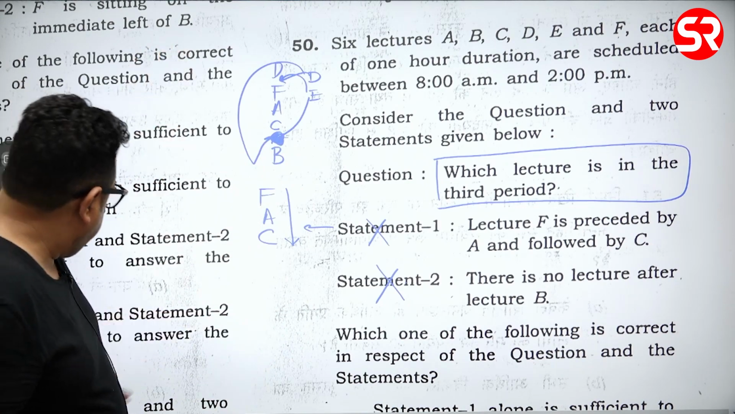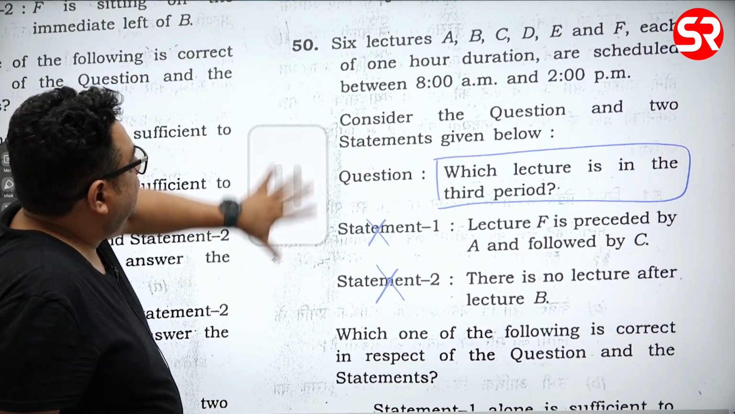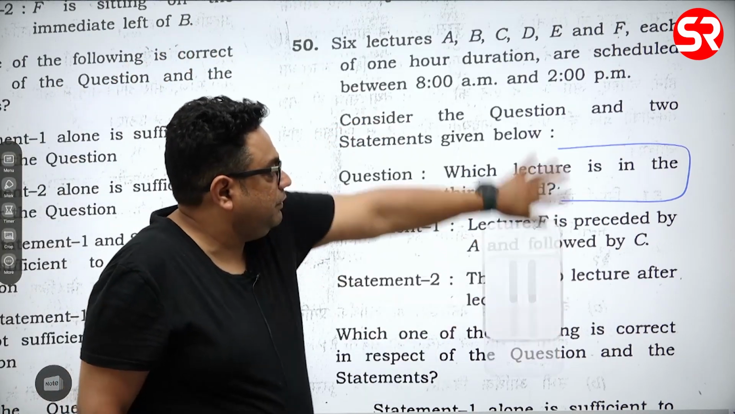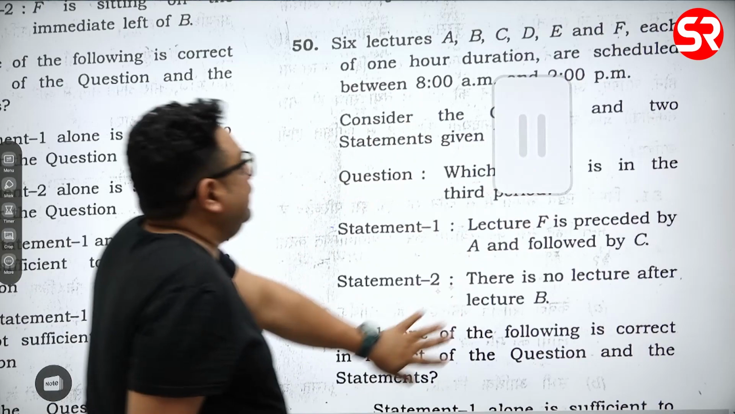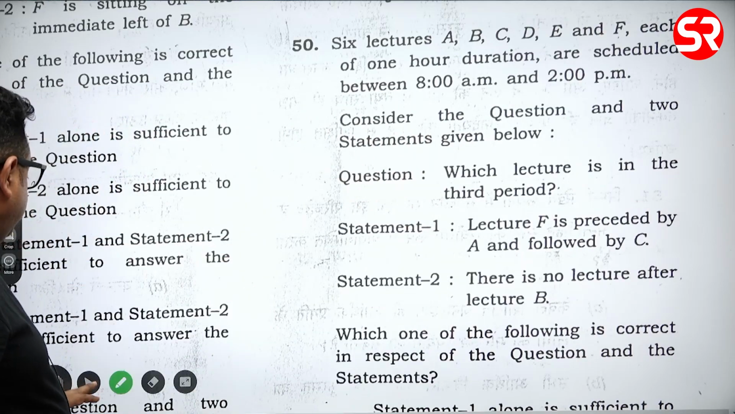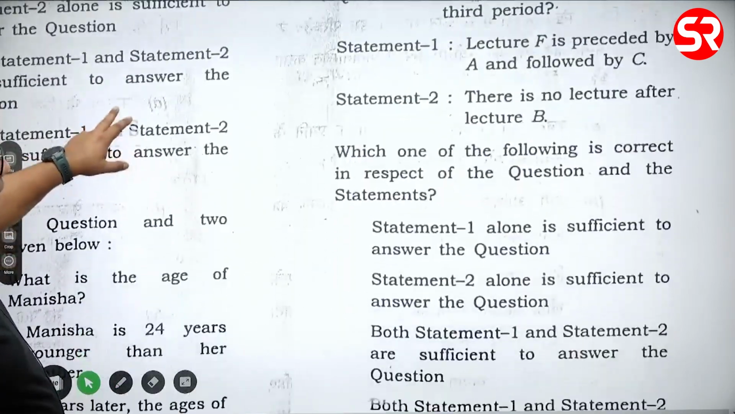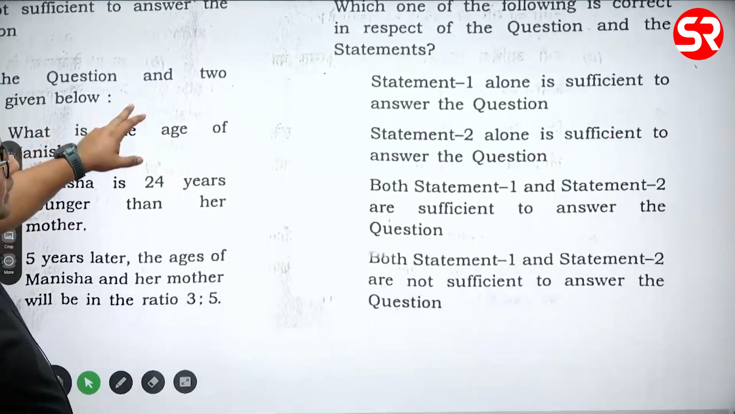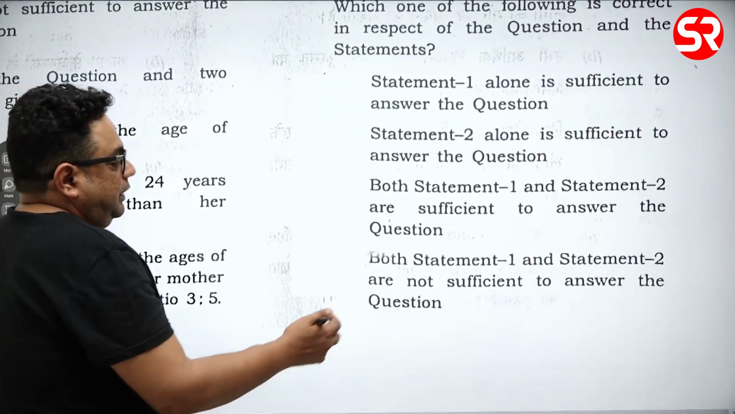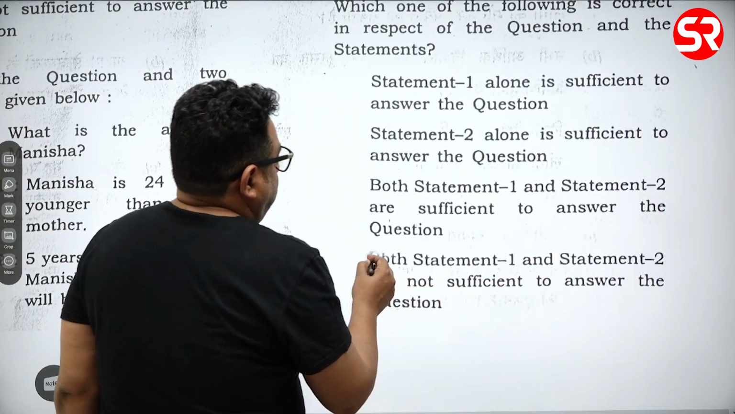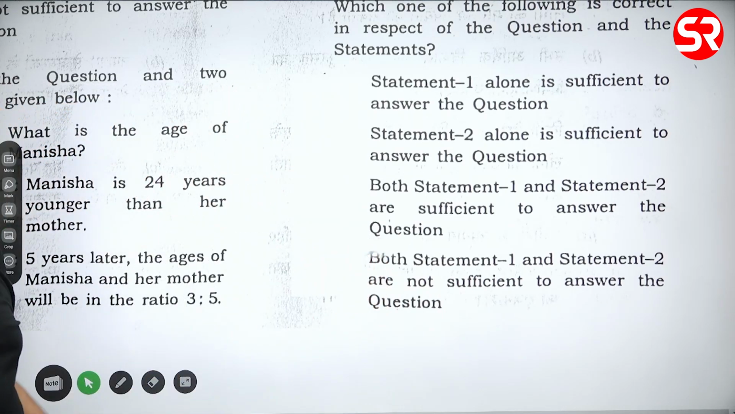So your answer would actually be, both the statements do not give you answer even when you use them together, right? Even when you use them together. Which of the following is correct? Both statement A and B are not sufficient to answer the question. This is your 4th option. So that was the true option. Clear, guys?